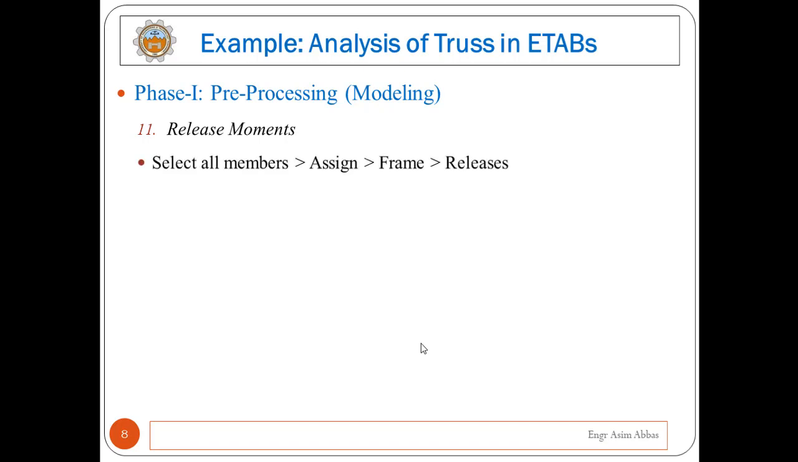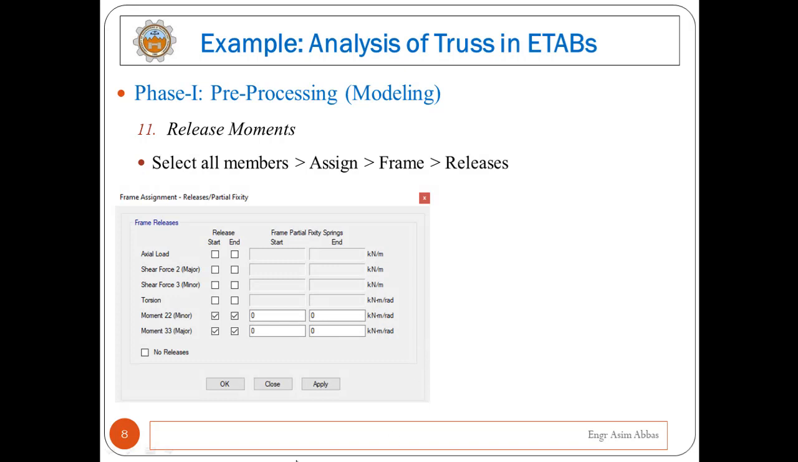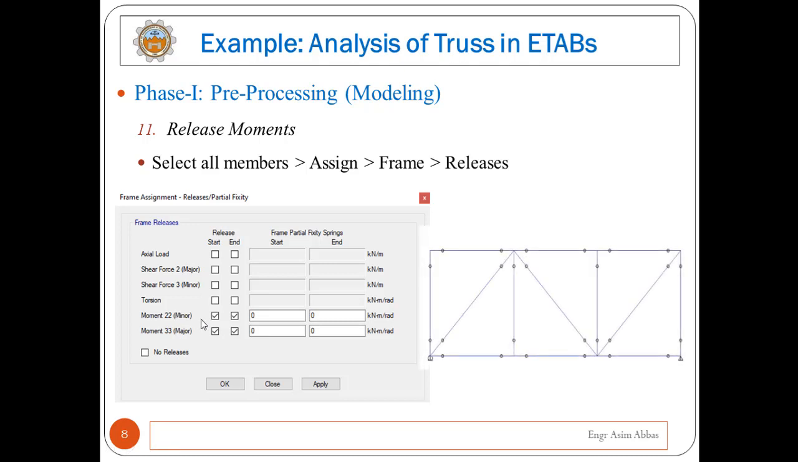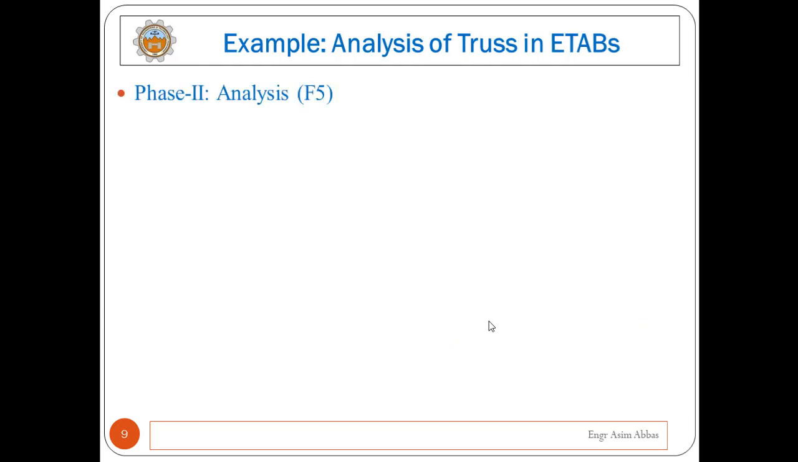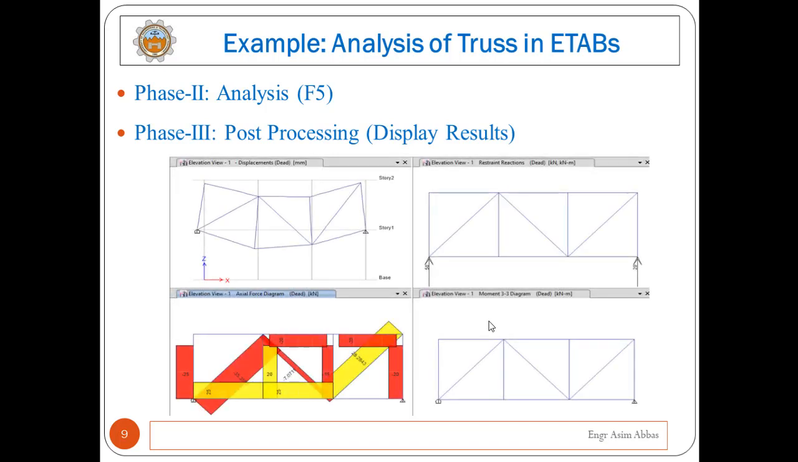For that, select all the members of the truss, then go to assign, then frame, then click on releases, right? So this window will appear. In this window, release moment 22 and moment 33 at start and end, then click on OK. So the moment will be released at different locations. Once the moments are released at different locations, then we can run analysis, right, and then we can display different results. So these are the different results.